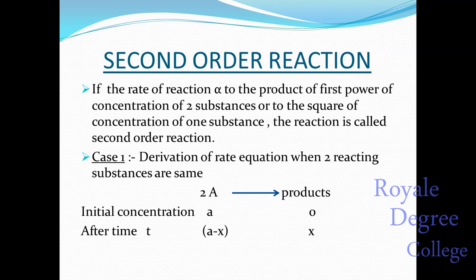We'll see case 1, that is derivation of rate equation when two reacting substances are same. Here in the reaction you can see A is the reacting substance, that is the reactant. How many molecules of the reactant we are taking? 2. So both the reactants are same. They will react and as a result of that we will get the products. So initial concentration of A is small a and the initial concentration of the product is 0. So after the time t, the concentration of the product is x and the concentration of capital A is A minus x.